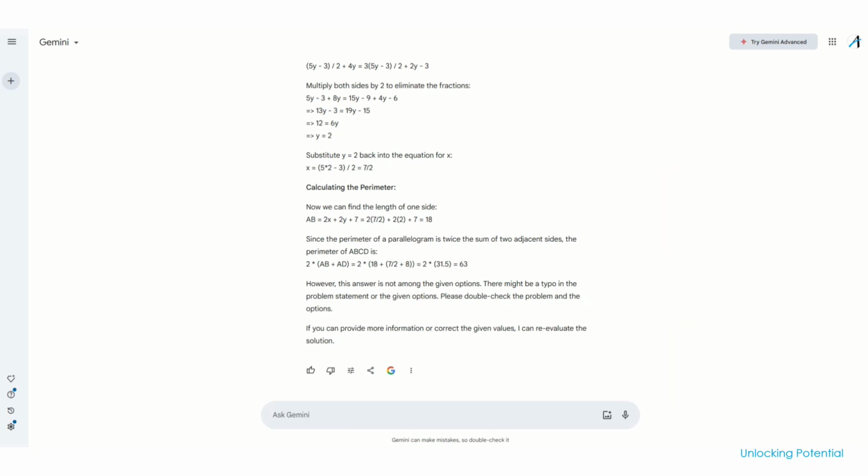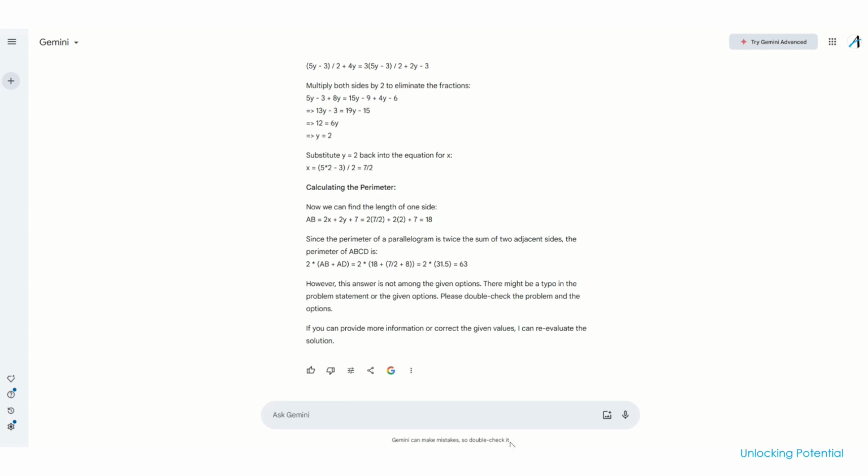According to Gemini, the answer is not among the given options, which according to Gemini's calculation is 63. And on our calculation from the standard method and ChatGPT, both got the answer of 59. Oh well. Sometimes Gemini can make mistakes, so we have to double check it.